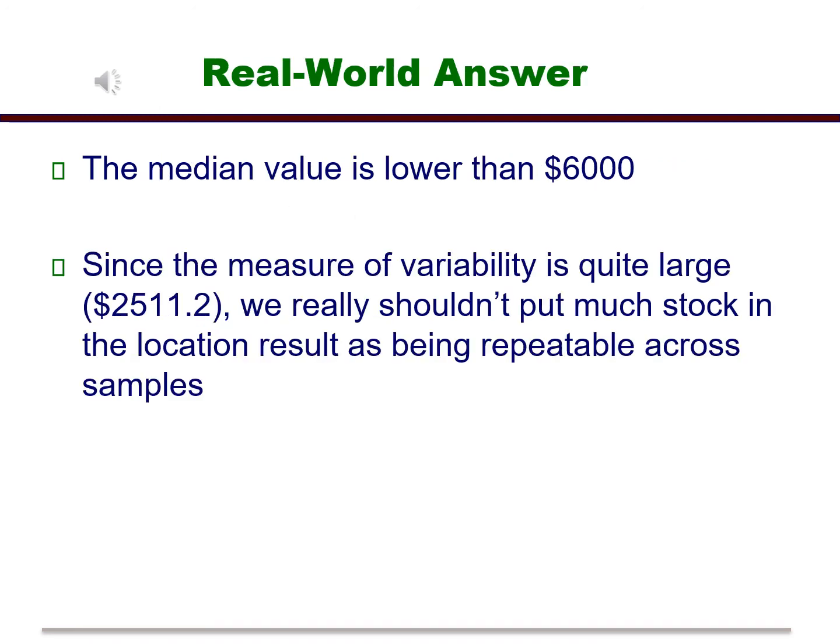The CEO was interested in the average discharge cost and wanted to know if she could assume that it was $6,000. Well, the measure that she should look at is the median, and it is lower than $6,000 by roughly $400. We should also report that the measure of spread is roughly $2,500, which is far too high to have much confidence in the repeatability of the median value from sample to sample.